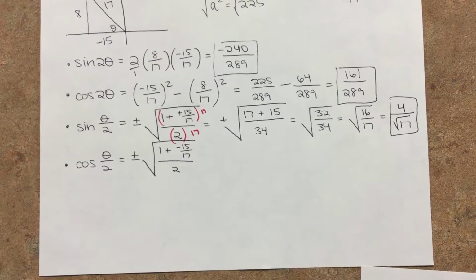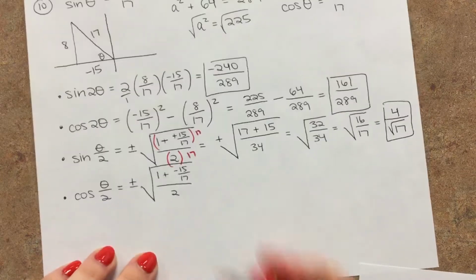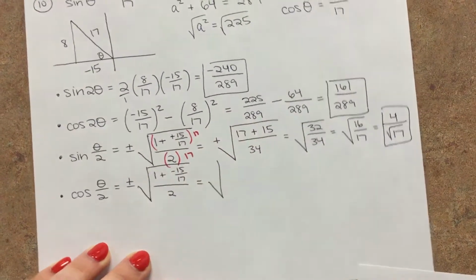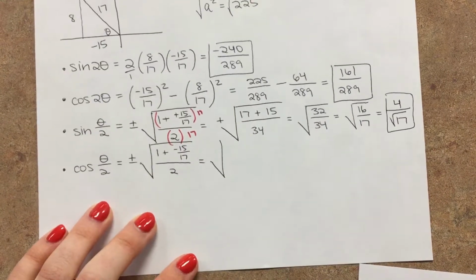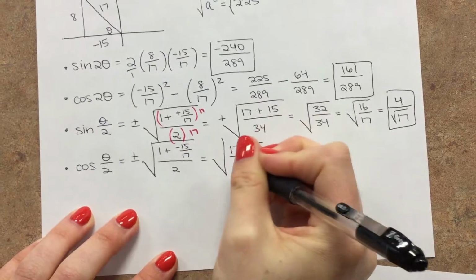Okay, so remember, my original angle was between 90 and 180. So half of my angle is between 45 and 90. So would cosine be positive or negative if I'm between 45 and 90? Positive. It's first quadrant, so it's still positive. So we just now know that it's the positive one. And if I multiply through by 17 again, the only thing that's going to change is this sign in the middle.